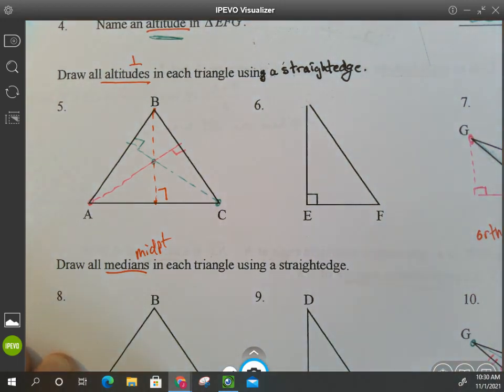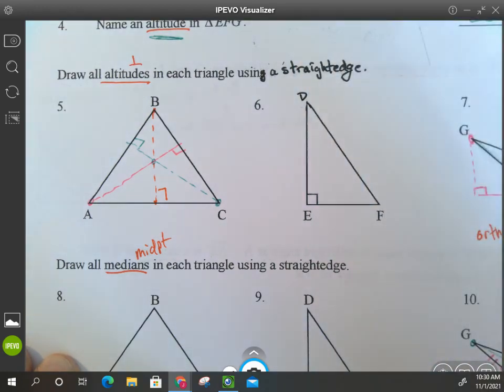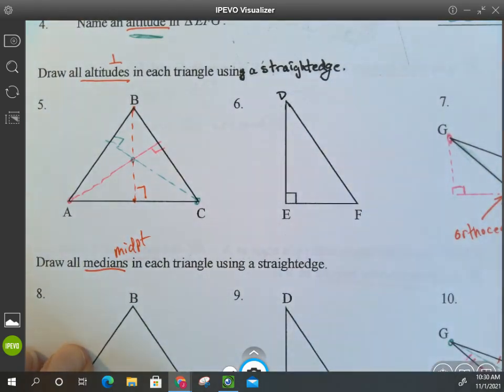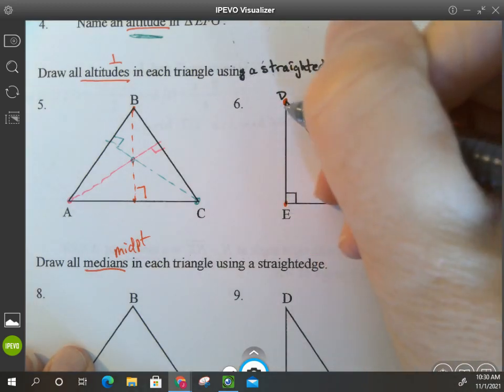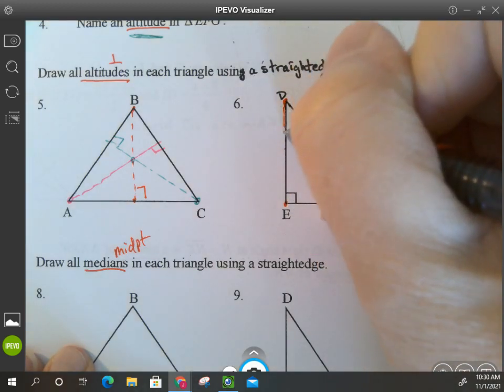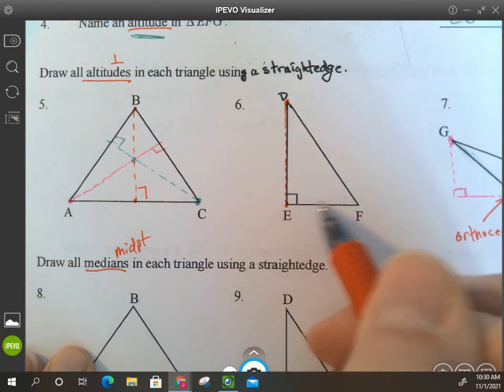Okay, now I know this got cut off. This should have a little tip there, and it should be D. The idea, and I think it got some of you, is this is an altitude from here to here. If you go right down this side, that makes a 90-degree angle, okay?